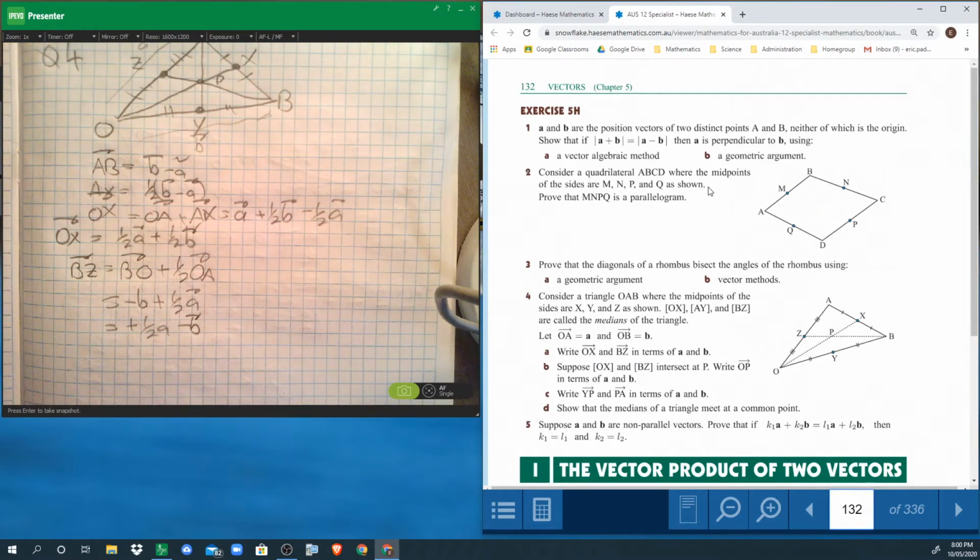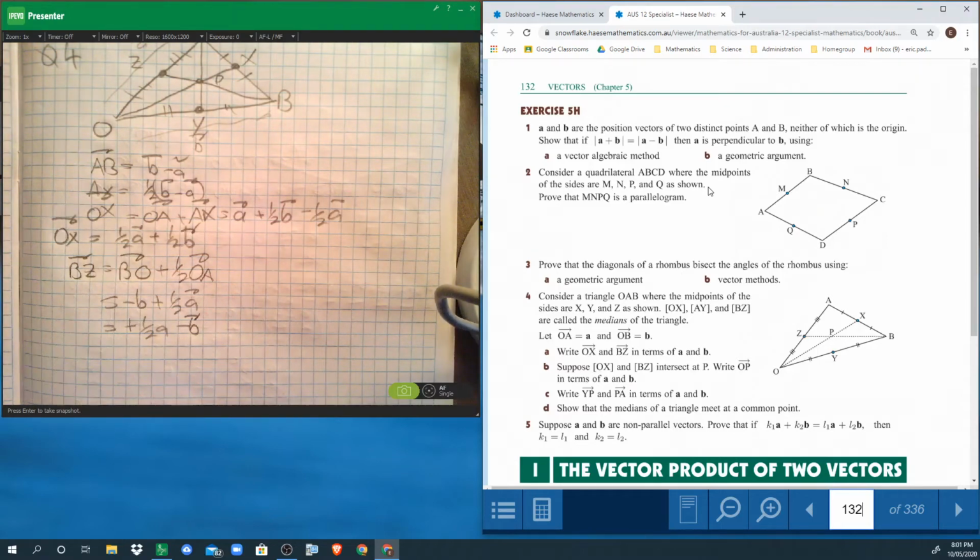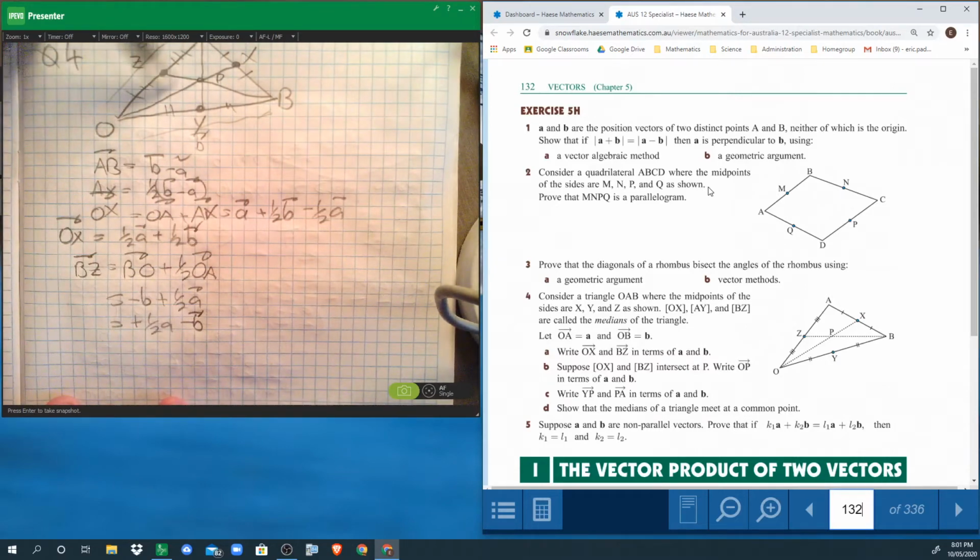Okay, OX and BZ intersect at P. Suppose OX and BZ intersect at P. Write OP in terms of A and B. One way to consider this is by traveling. It's not explicitly taught so far, but you can consider it like you're going a scalar multiple of X.